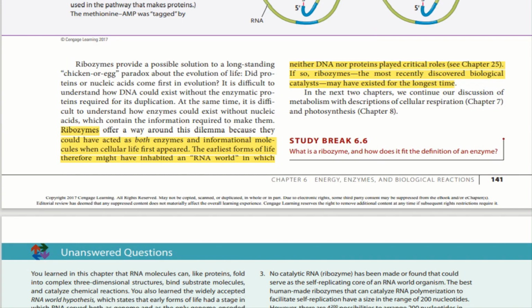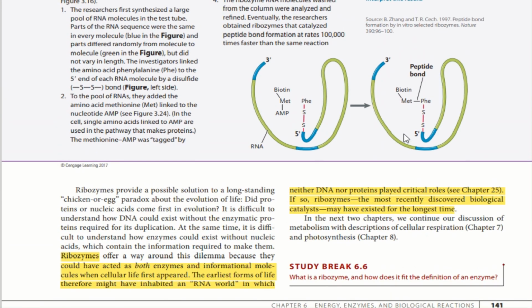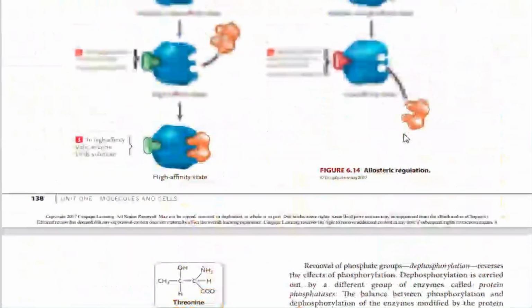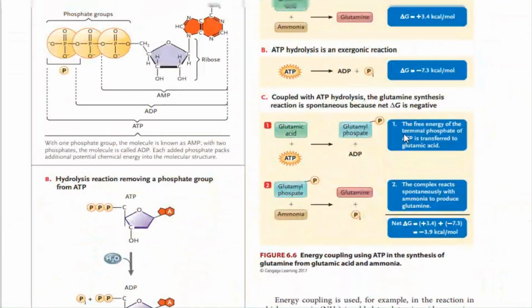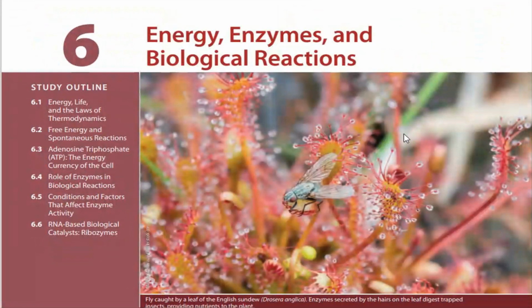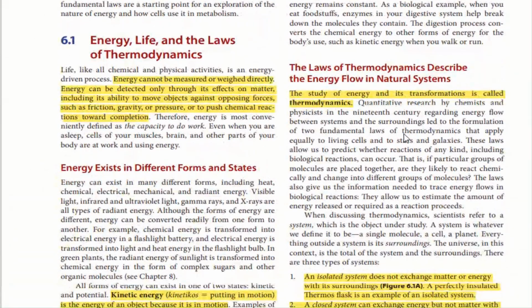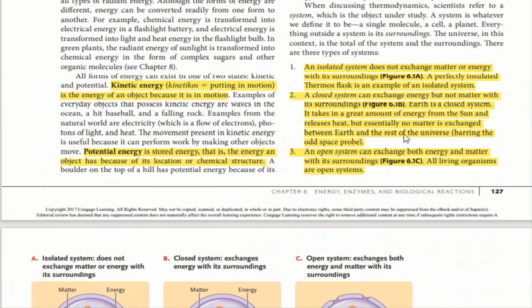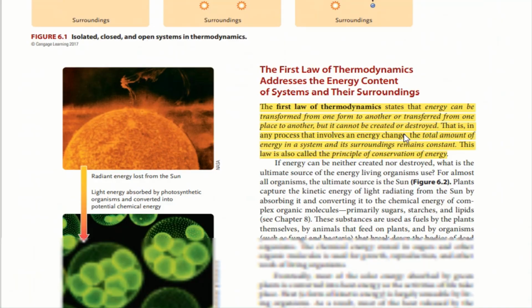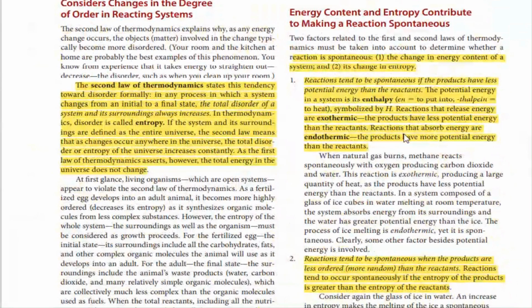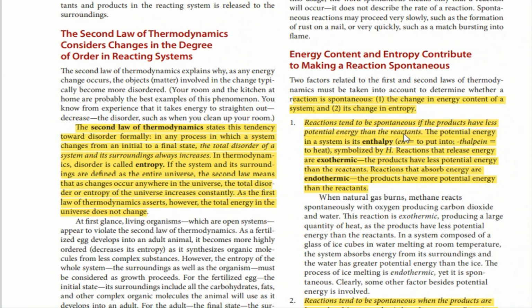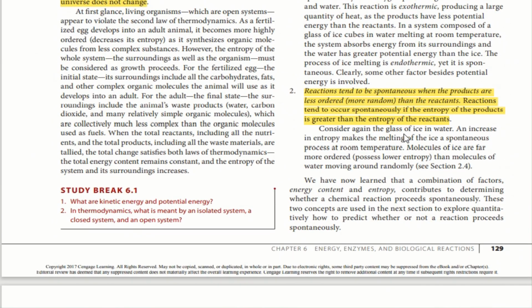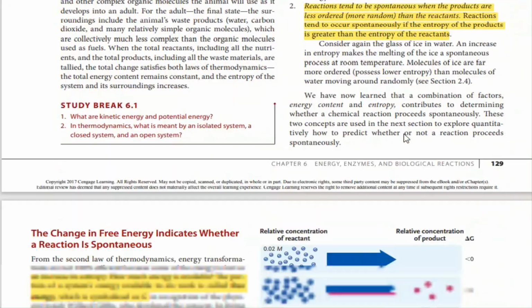This brings us to the end of chapter number 6. From this chapter, you must remember the laws of thermodynamics, the difference between kinetic energy and potential energy, then the factors that determine if a reaction is spontaneous or not. Just the description of the factors, not details.